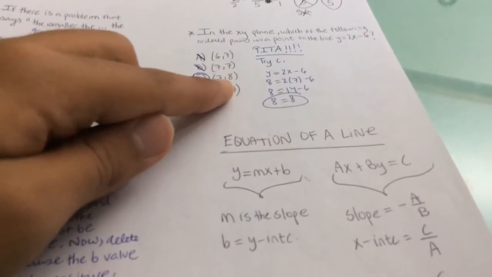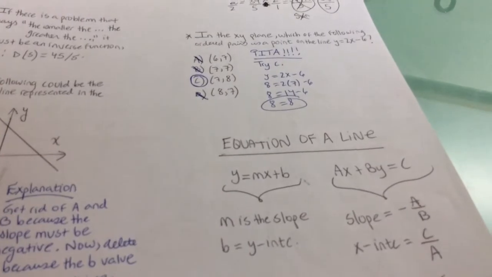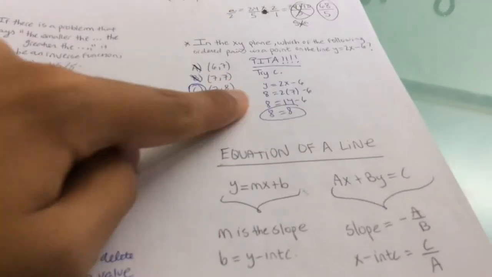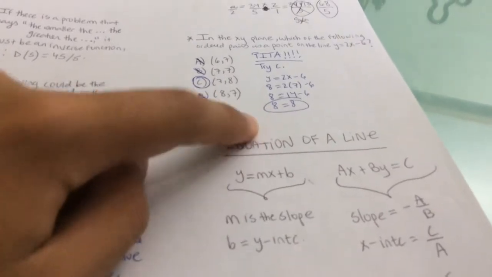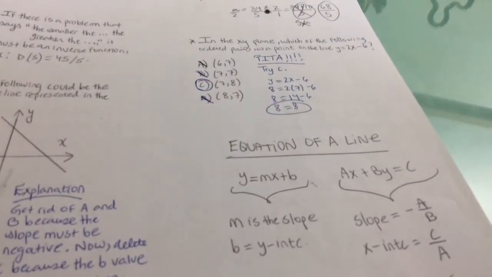You need to know this. This is something vital, okay? And then you substitute and you get the answer. If 8 is equal to 8, if 1 is equal to another one, then it is right. If not, you must try another point.